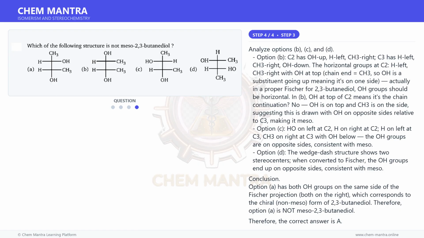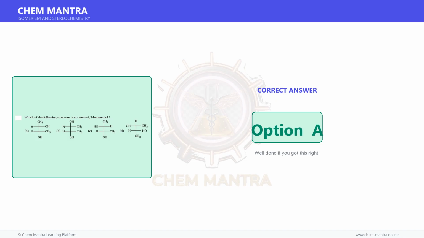Conclusion. Option A has both OH groups on the same side of the Fischer projection, both on the right, which corresponds to the chiral, non-meso, form of 2,3-butanediol. Therefore, option A is not meso 2,3-butanediol. Therefore, the correct answer is A. Therefore, the correct answer is option A.